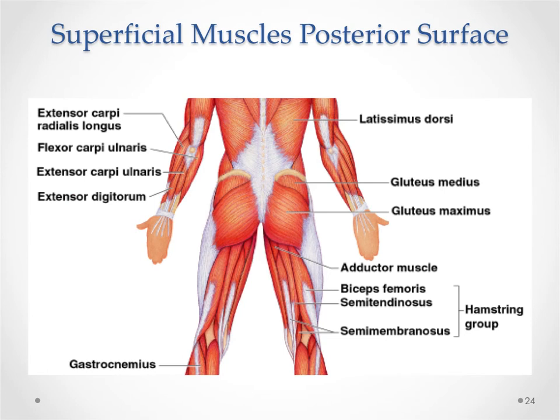You'll see some of these twice. This is a close-up here of some of those arm muscles. Some of them we did not identify on the last one are latissimus dorsi, the gluteus medius, and the gluteus maximus. Biceps femoris, semitendinosus, and semimembranosus, and the gastrocnemius muscle.